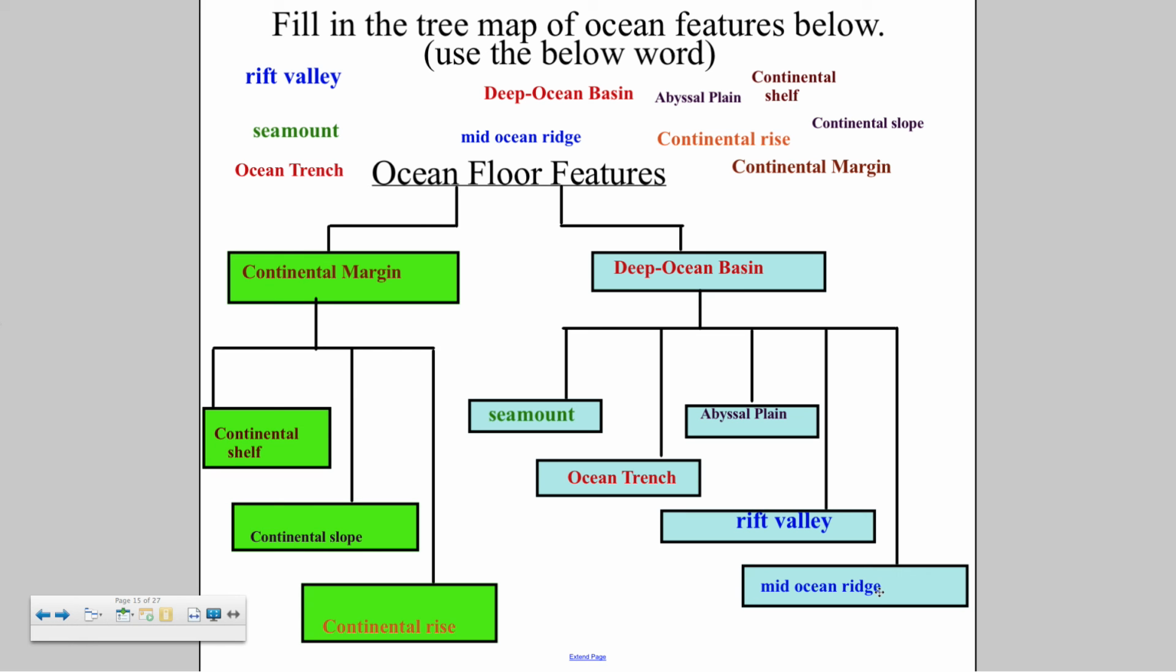Any questions? You don't have to see it, you've got the same words. Everything that's continental belongs to the continental margin. Everything else belongs to the deep ocean basin. Are there any questions on this? Okay, while you're filling it in, go ahead.